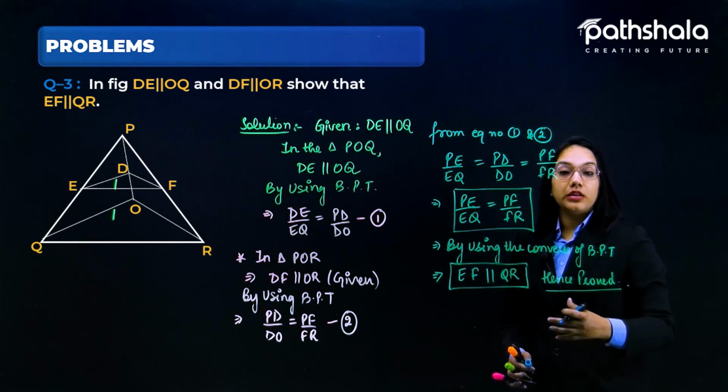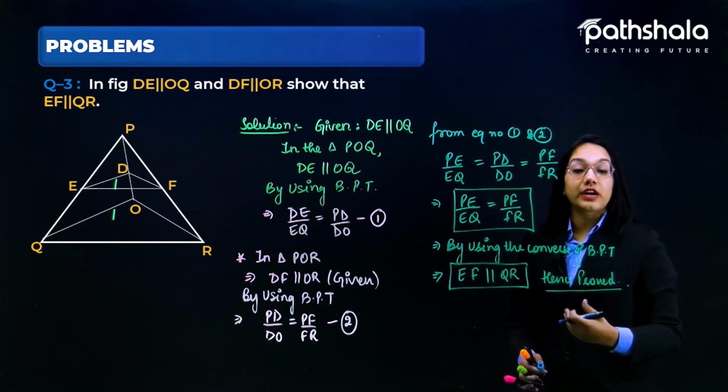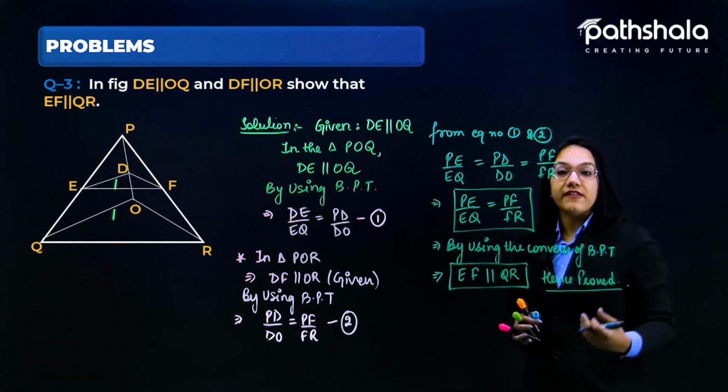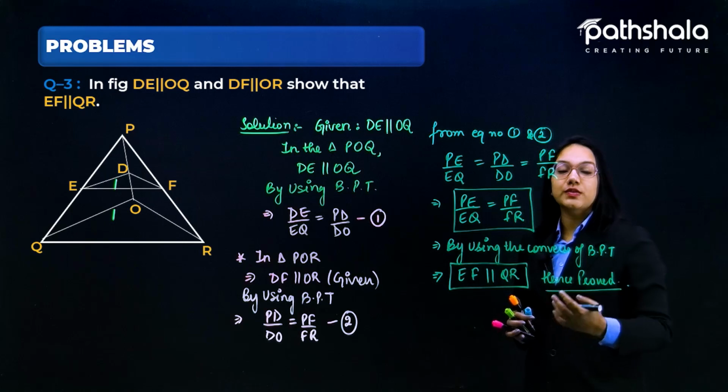So using the basic proportionality theorem and the converse of the basic proportionality theorem, we have proved that EF is parallel to QR. So this is all about question number 3.